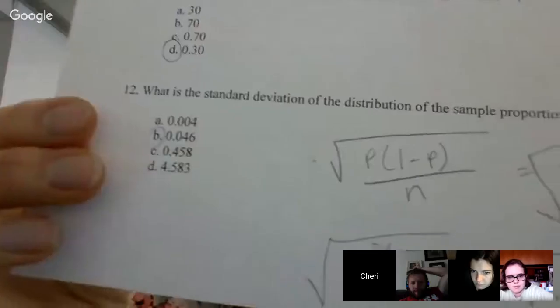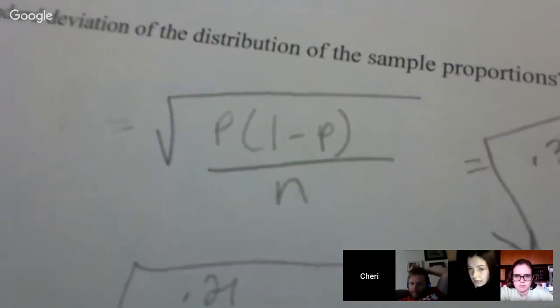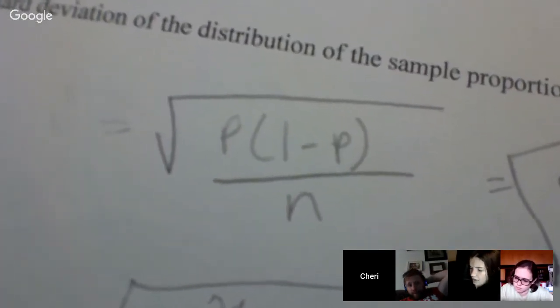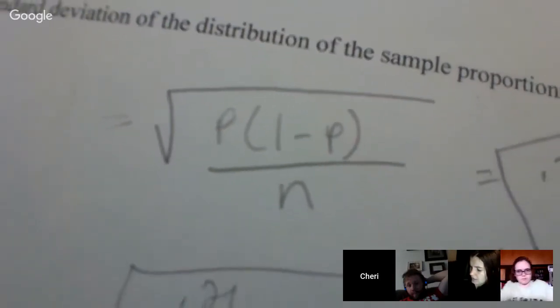What is the standard deviation of the distribution of the sample proportion? Okay, so now we've got to do the formula. You've got to do P times 1 minus P, over N, and then square root it all. So we do 0.30 times 1 minus 0.30, over 100, because the sample size was 100. And then do the math.